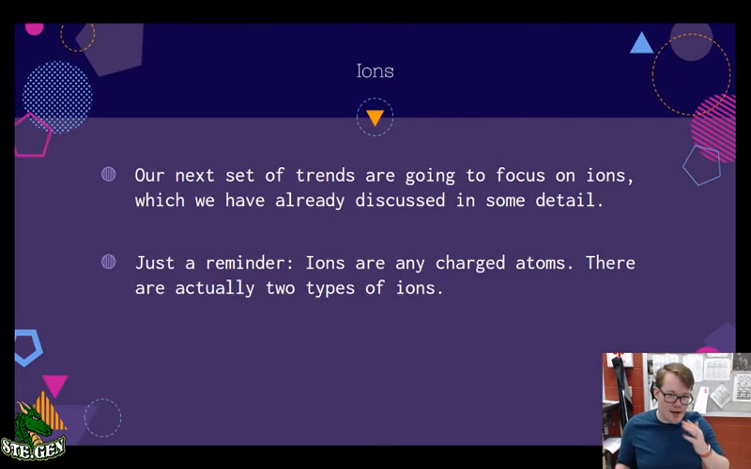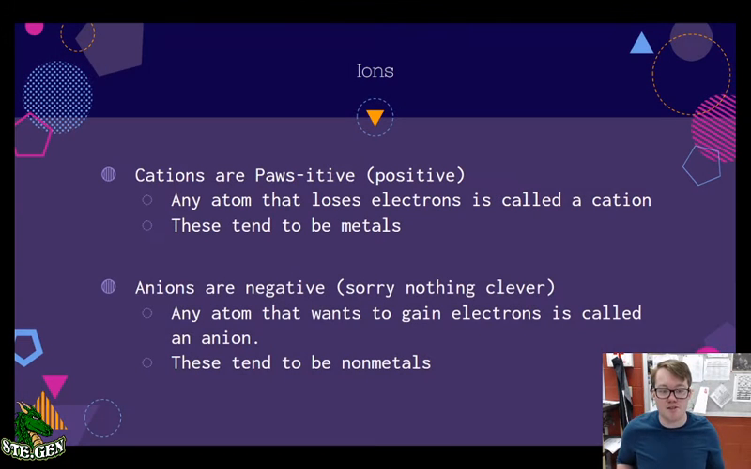Okay, that warning out of the way. Our next set of trends are focusing on ions. We've already discussed that in some detail. Just a reminder, they're any charged atoms. There are actually two types of ions, though. There are cations, which are positive. That's how I remember it, because cats have paws. Any atom that loses electrons is called a cation.